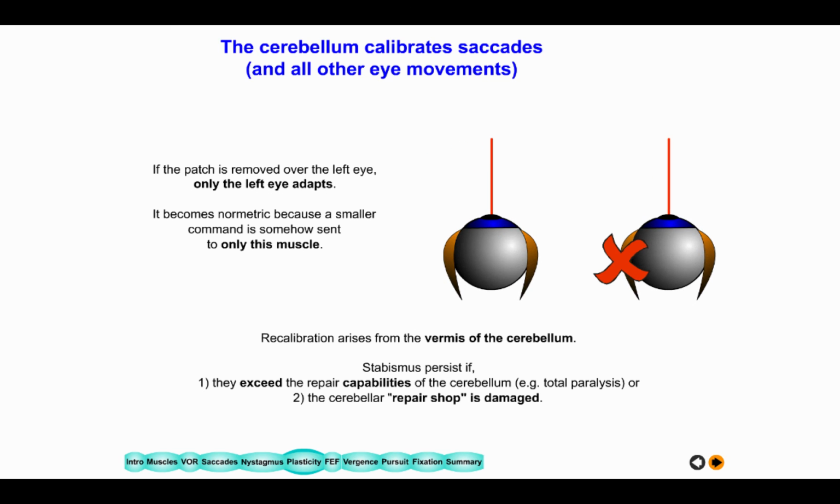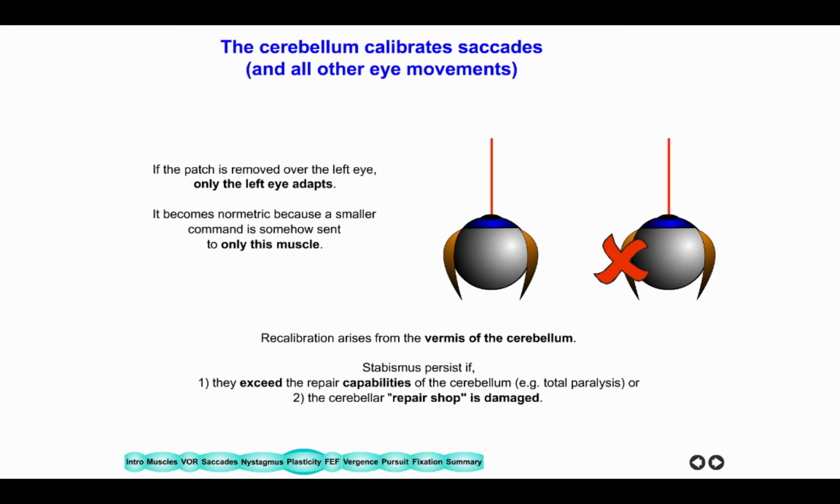Surprisingly, when the patch is taken off, the good eye gradually reduces the size of its movements. And the signal for that recalibration again comes from our old friend, the cerebellum, in this case, the vermis of the cerebellum. How it happens to do this, that it only affects this one muscle, only affects the muscle that has been damaged, we don't know yet.